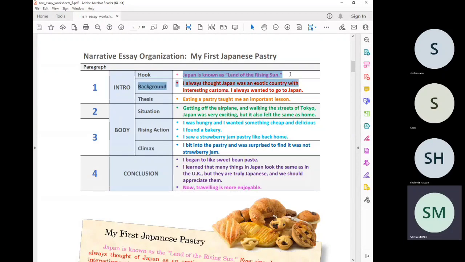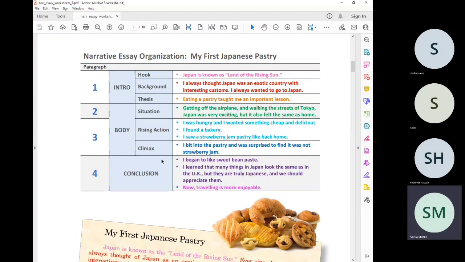Japan is known as the land of the rising sun. The background is I always thought Japan was an exotic country with interesting customs. I always wanted to go to Japan. Then we have thesis statement. Eating a pastry taught me an important lesson. Then we have body paragraphs in which we can talk about situation, rising action, and climax. Situation is getting off the plane and walking the streets of Tokyo, Japan was very exciting, but it also felt the same as home.